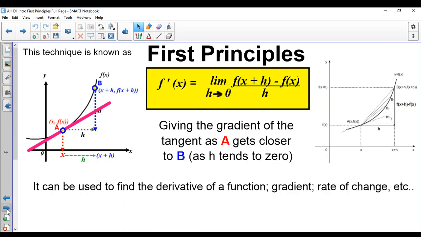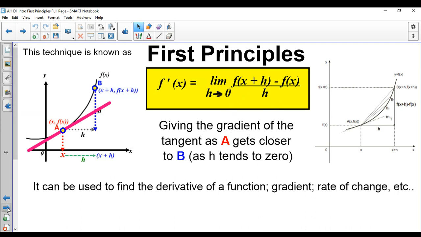So this technique is known as first principles. We look at what happens to the function as h tends towards 0, and when substituting it into this, then we will actually find the derivative. So it can be used to find the derivative of the function, the gradient, the rate of change. Normally we won't go through this whole process, but it's actually very nice for you to have an appreciation of how to use this technique and how your derivatives have actually occurred.